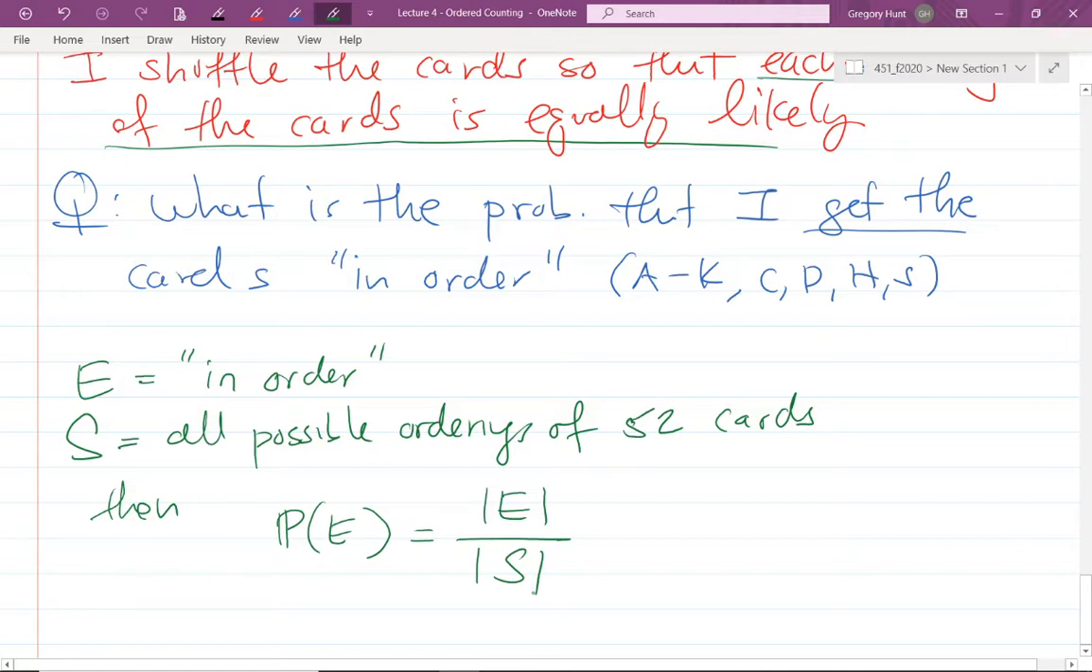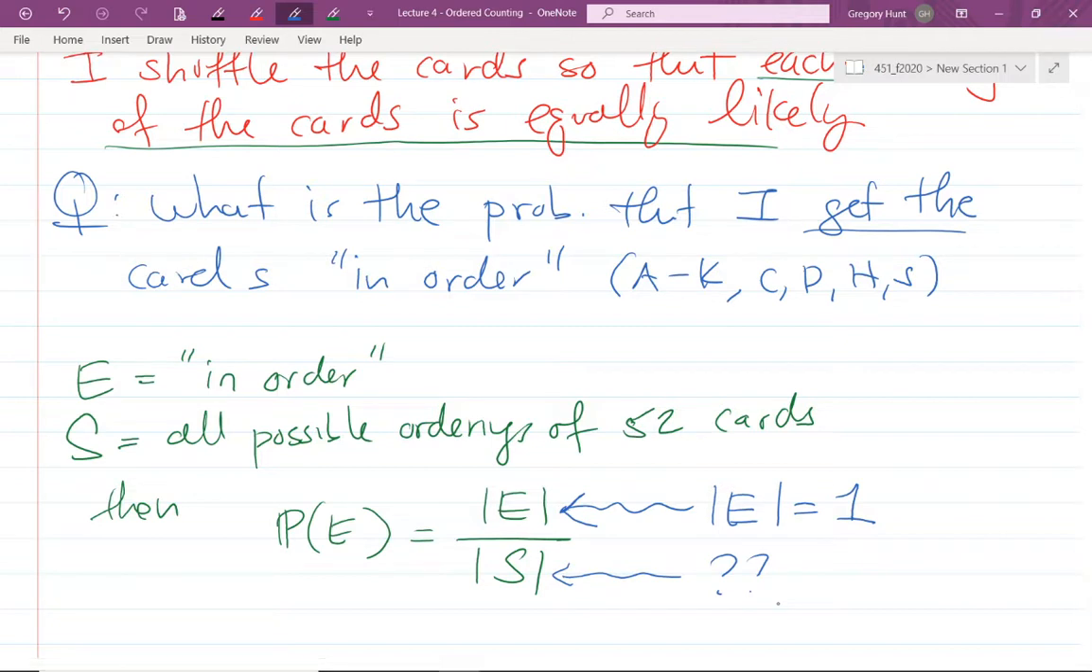And of course, there is only one possible ordering, and so the cardinality of E is 1. There's one possible ordering where they're in order. That's, you know, I get ace through king of clubs, ace through king of diamonds, etc. But the question is, how many possible orderings do I have of my 52 cards? So what started off as a probability problem, now, as we've said, is just going to reduce down to a counting problem. I need to count the number of things in my sample space, S.